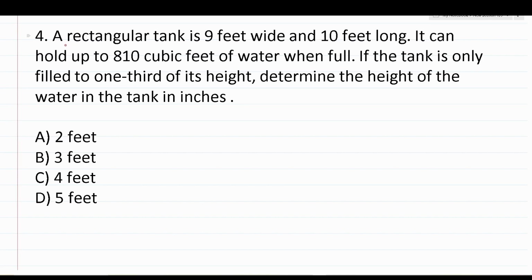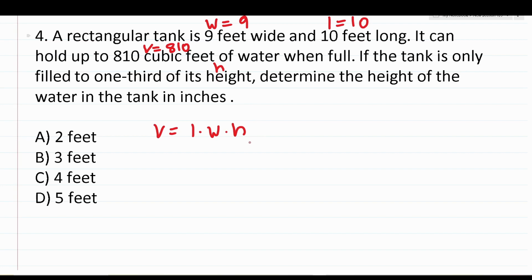So we know that we're going to be using the formula to find the volume of a rectangular prism. Of course, that formula is volume equals length times width times height. And of course, we were given some of these values in the problem. Specifically, we were told that the width of our tank was 9 feet, so W is 9, and it has a length of 10, so L is 10. In addition, we were told that when it's full, its volume, or V, is 810 cubic feet. That said, we want to know its height, or H, when the tank is only 1/3 filled.